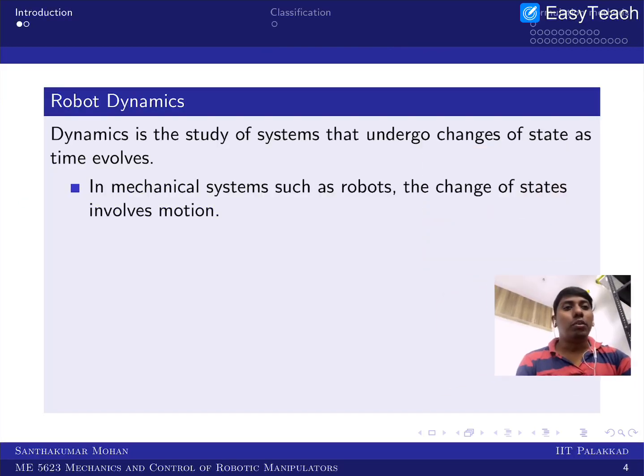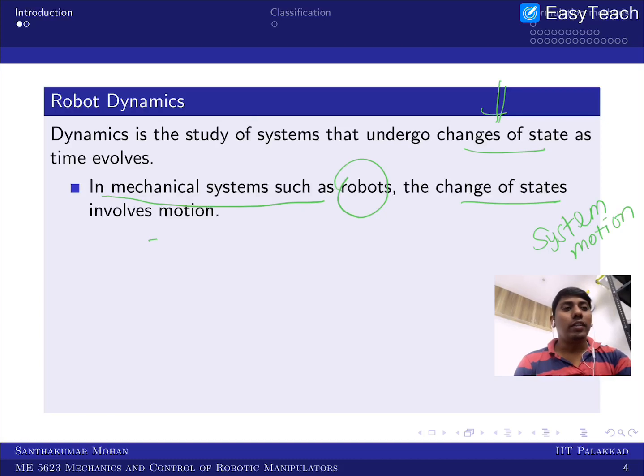Robot dynamics means what? Dynamics itself is the study of systems that undergo changes of state as time evolves. In the sense, a dynamic system means a system that changes with respect to time. Mechanical systems such as robots undergo change of states involving motion. So system motion as time evolves is what we are going to call dynamics. That is the very simple definition of dynamics with respect to physics.